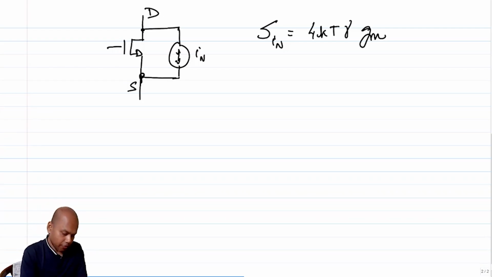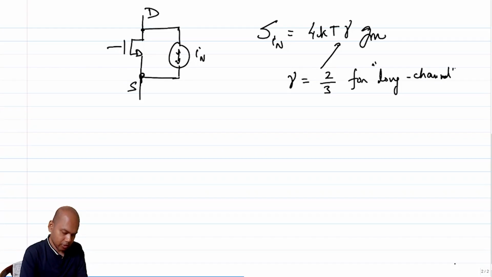Okay, where gamma is equal to 2/3 for long channel devices, for transistors in saturation.